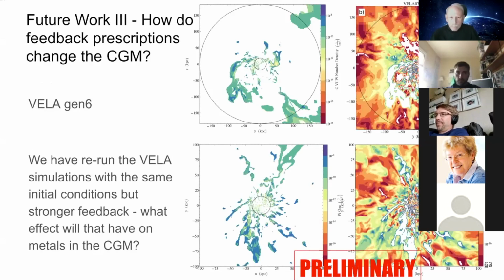The third thing that I'm looking at is how different feedback prescriptions change the CGM. So basically, here's the VELA Gen 3 that we've been studying at the top. These are the same images we showed already. You mean Gen 3? Oh, yes, sorry, Gen 3 at the top. Gen 6 is at the bottom.